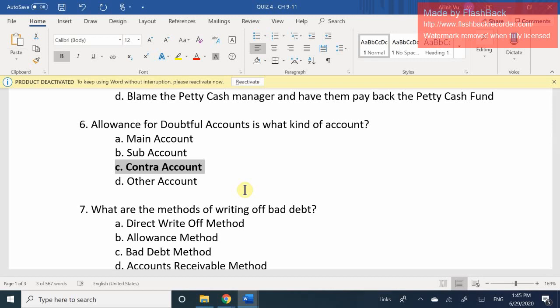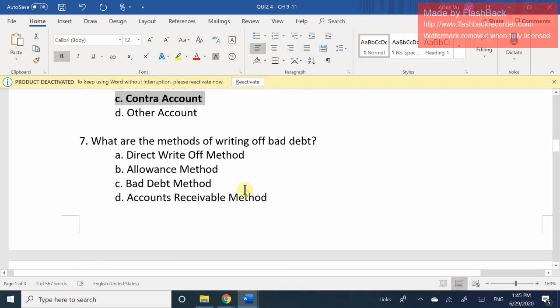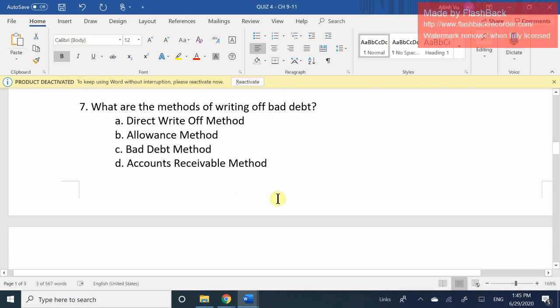What is it a contra account to? Accounts receivable? Yes, accounts receivable is correct. Yes, good job. All right, number 7.